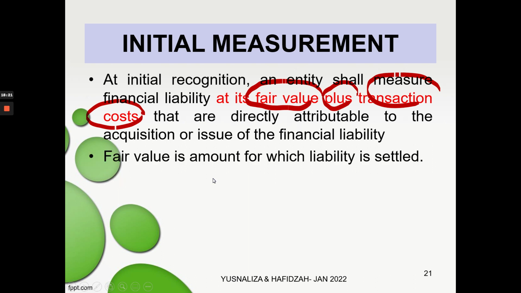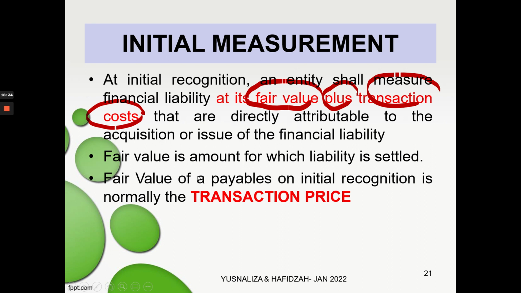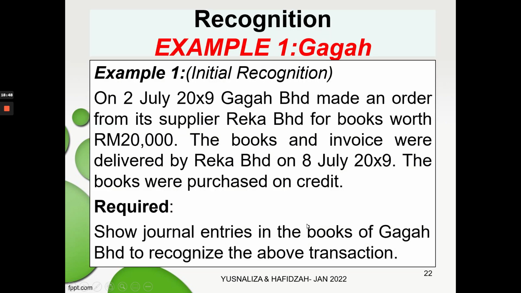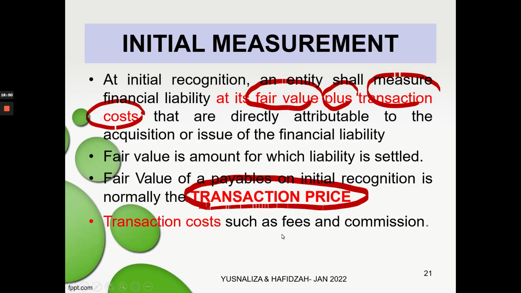What is the fair value? Fair value is the amount for which the liability is to be settled at. How much would you need to settle that liability at a certain date, for example? This is the fair value. The fair value of the payable on initial recognition will normally be the transaction price. Transaction price will include transaction costs such as fees and commission.